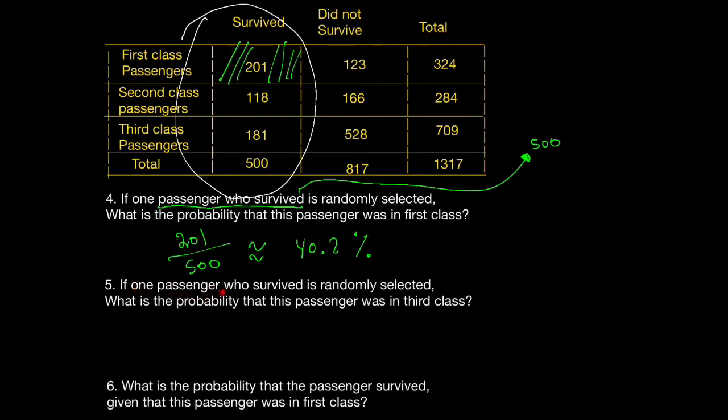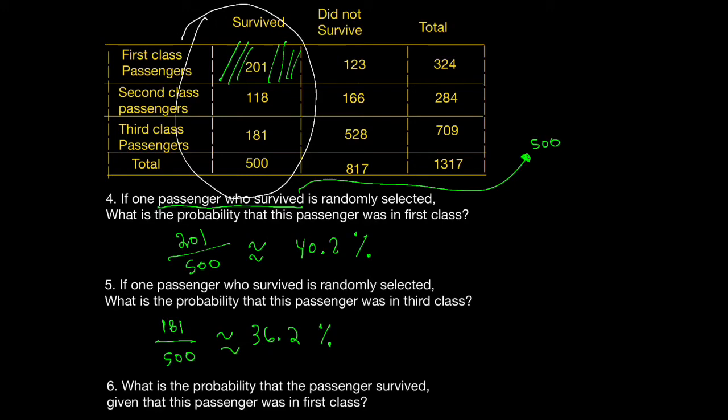Let's try this one more time. If one passenger who survived, so again we're looking at this part, right? Here we're given some extra information. If one passenger who survived is randomly selected, what is the probability that this passenger was in third class? So now we look at the third class passengers, and we have 181. So out of the 500, 181 were in third class. So the probability turns out to be 36.2%.